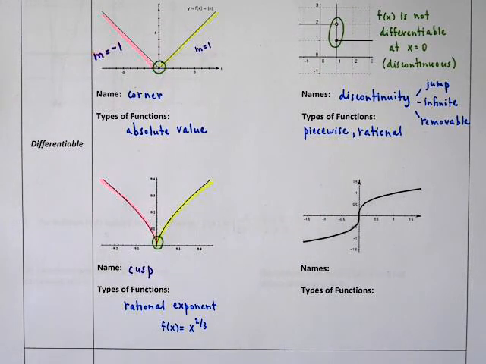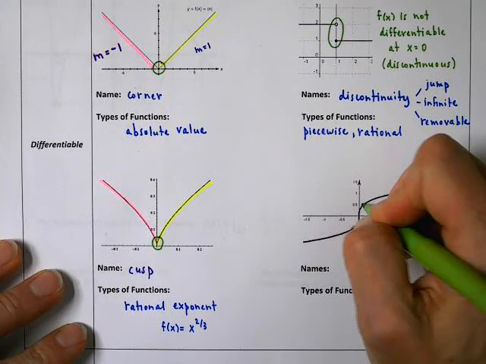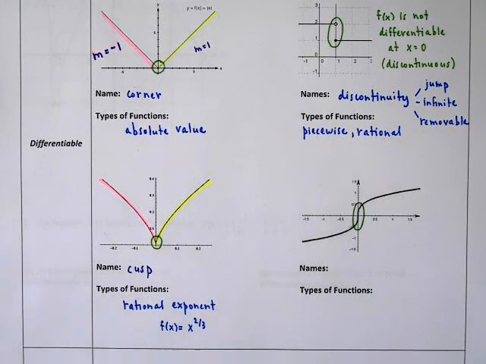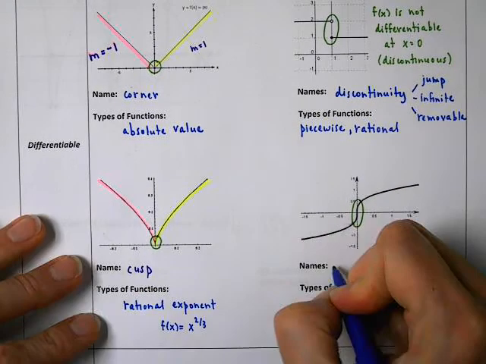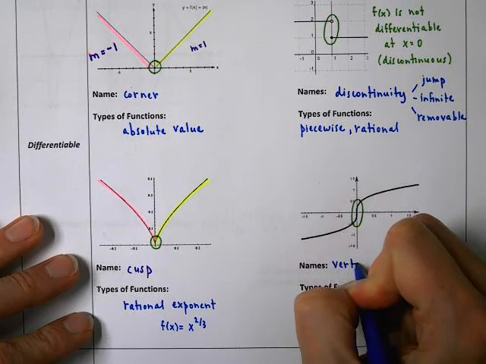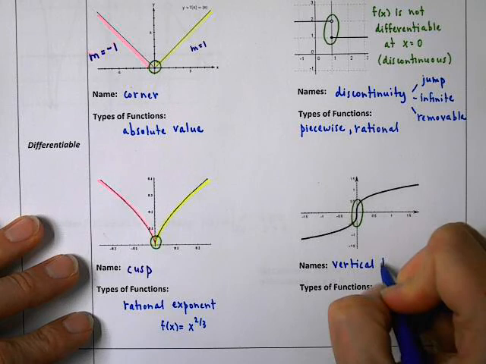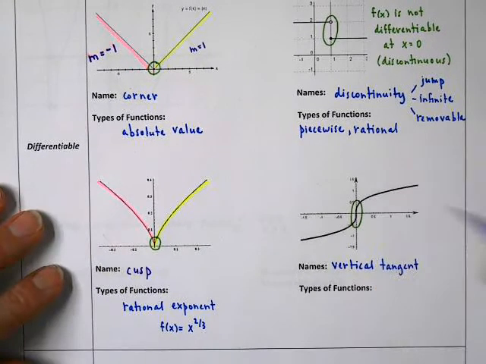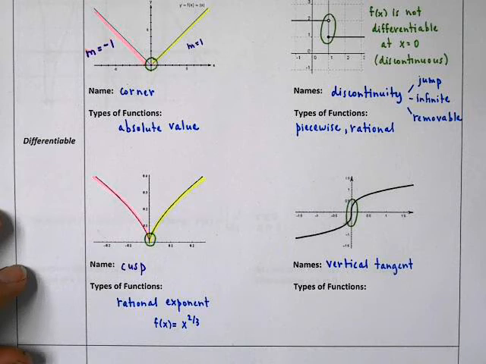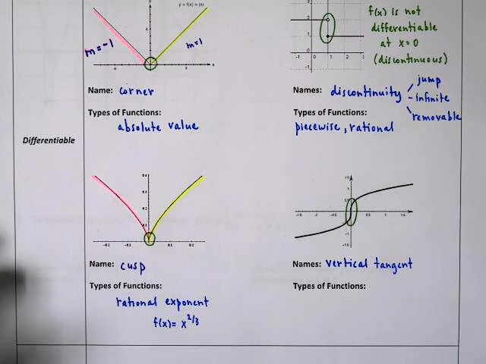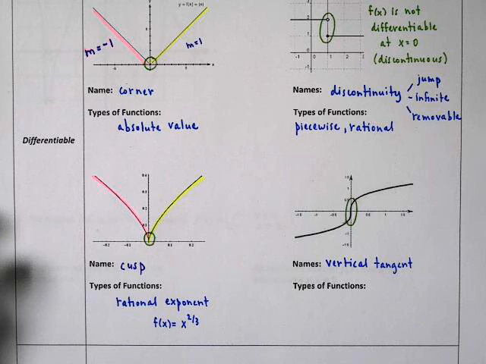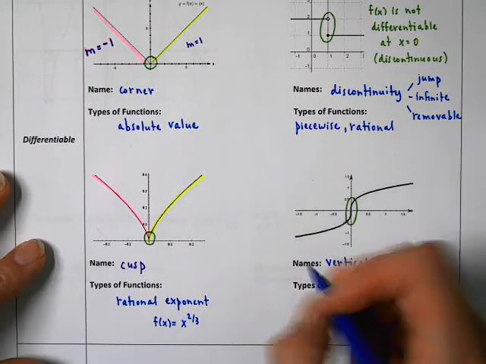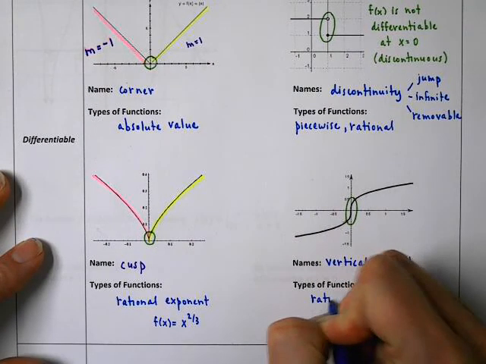Now the last thing we can have happen, in this case it's happening again here at x equals 0, is what we call a vertical tangent. If you think about the tangent line there, it's going to be a vertical line, and we know the slope of a vertical line is undefined. Since that slope is undefined, our derivative is not going to be defined at that point. Now this is also going to happen when we have a rational exponent.